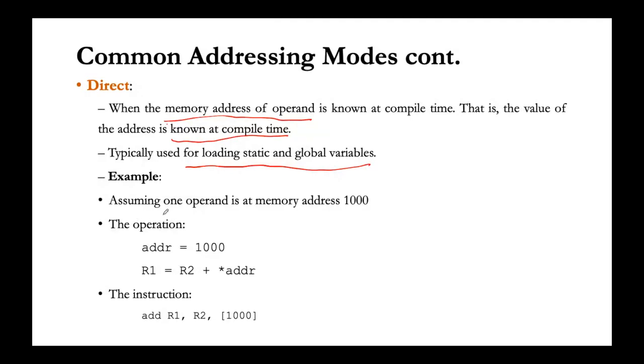So this is typically used for loading static and global variables in the program. For example, assume that there is one operand whose memory address is 1000. Then the operation to locate the element, this address will be stored in the address variable, and that will locate the operand. So it is constant one. So the operation in direct addressing mode can be written as R1 is equal to R2 plus star of your address, which gives the direct address. So here you are giving the address directly.